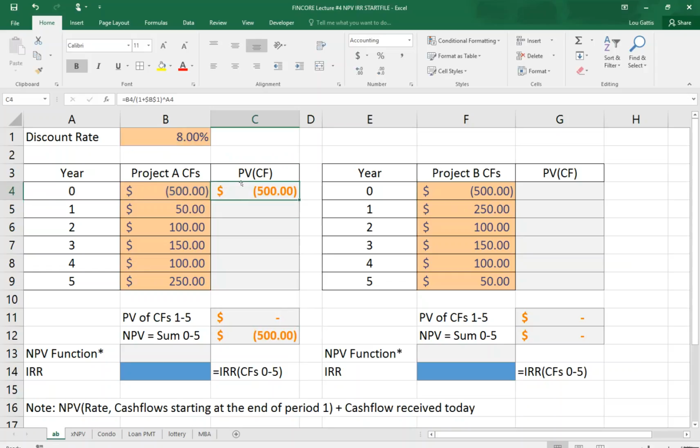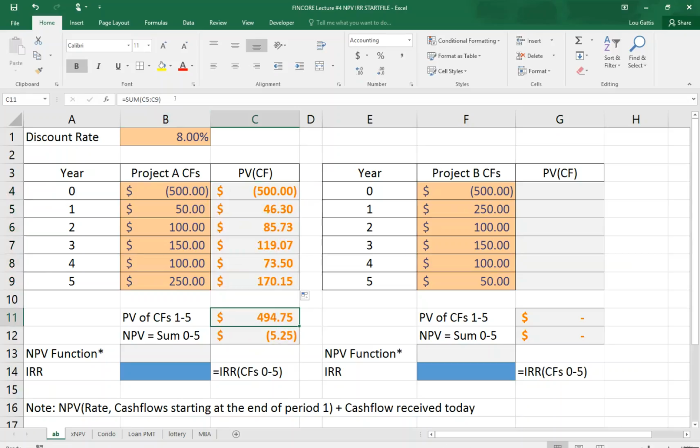Now the first cash flow is received today, so the present value of $500 is $500. And taking anything to the 0 power returns the initial value, because in effect, you're taking 500 over 1 plus the discount rate to the 0 power. Anything to the 0 power is 1, so it's really just $500 divided by 1. I'll then copy that formula down.